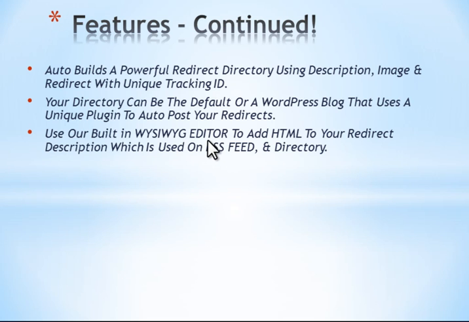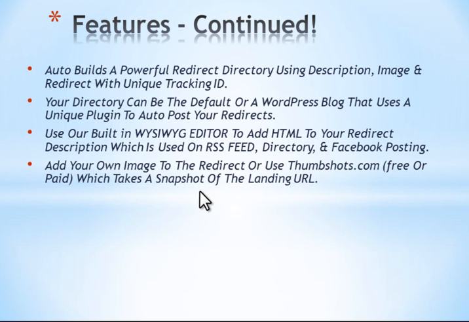We have a built-in WYSIWYG that you can use to add HTML to your redirect descriptions, and it's used on the RSS feed and your directory. Okay, so you can add some style to it. You can add your image to a redirect using thumbshots.com, which takes a snapshot of the landing URL, and it will use that as the image, so you don't have to set any image if you use this. It's free or paid. I recommend the paid, but it's very, very cheap, and it takes a snapshot, like I said, of the landing URL.